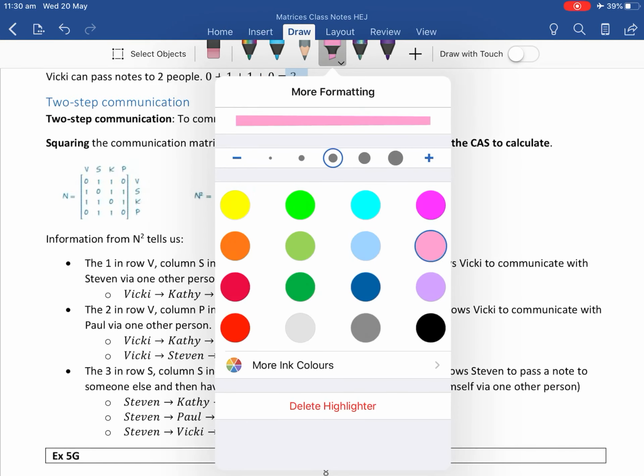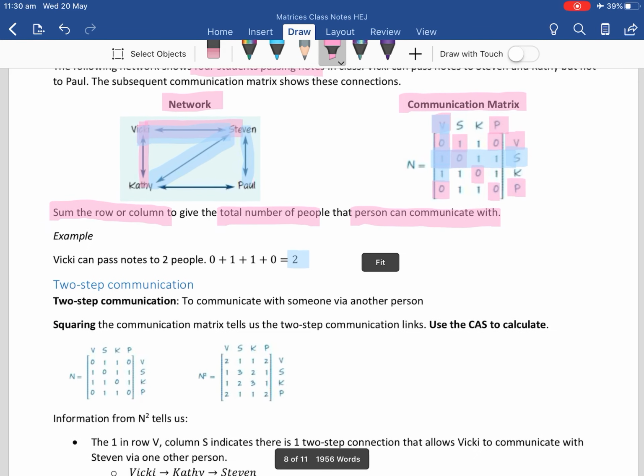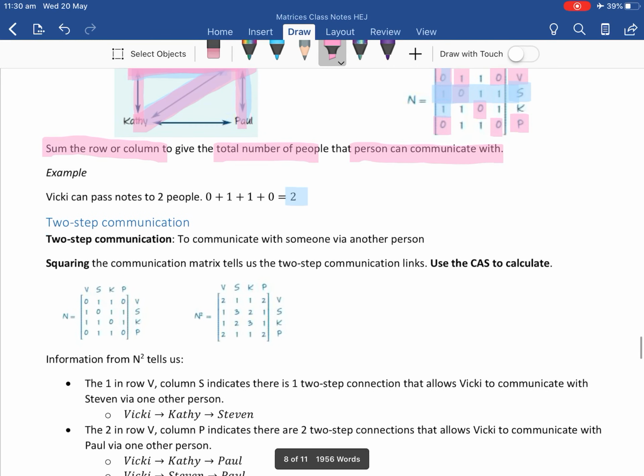Two-step communication is to communicate with someone via another person. So going back up here, Vicky might pass a note to Stephen, who can then pass it to Paul. So that's 2 steps, Stephen then Paul. Or Vicky might pass a note to Stephen and then he passes it to Kathy. Okay, so 2-step.